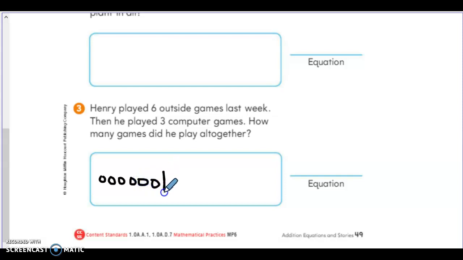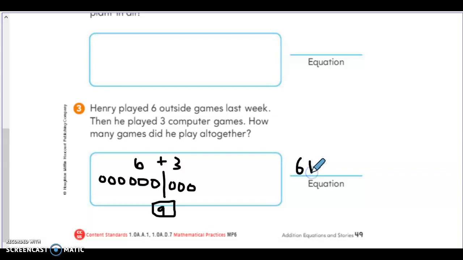Okay, and we draw our break apart. Plus, and how many computer games? Do you remember? Check the problem. Okay, we have to figure out how many games he played all together. We have 6 over here, 3 over here. How many did he do all together? Okay, so we have 6, 7, 8, 9.